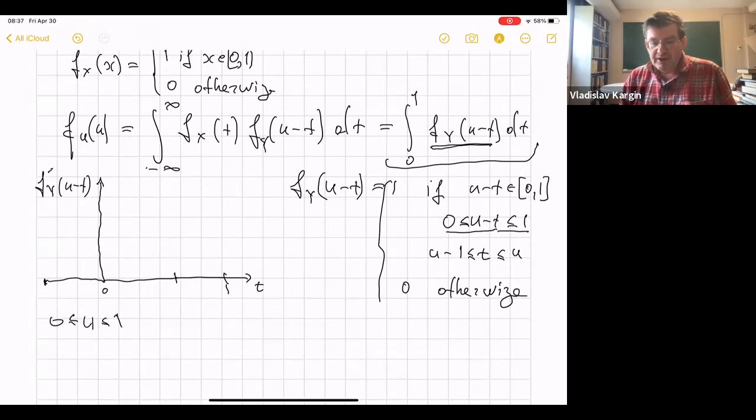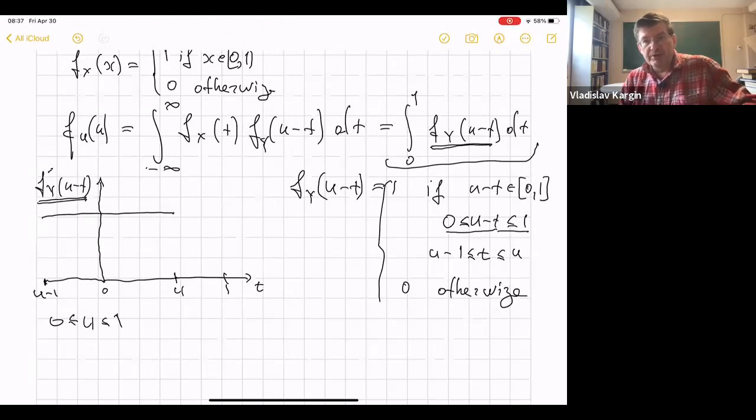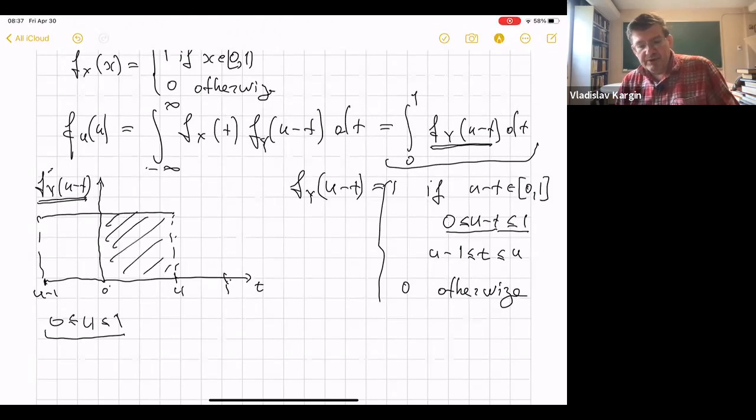So now the interval will look like this. This will be u, and here will be u minus 1. The function will be equal to 1 on this interval. I just draw a graph of this function, how it depends on t, given that the parameter u is between 0 and 1. Now this is the picture, and then I'm integrating from 0 to 1, so the integral is equal to the area under the curve.